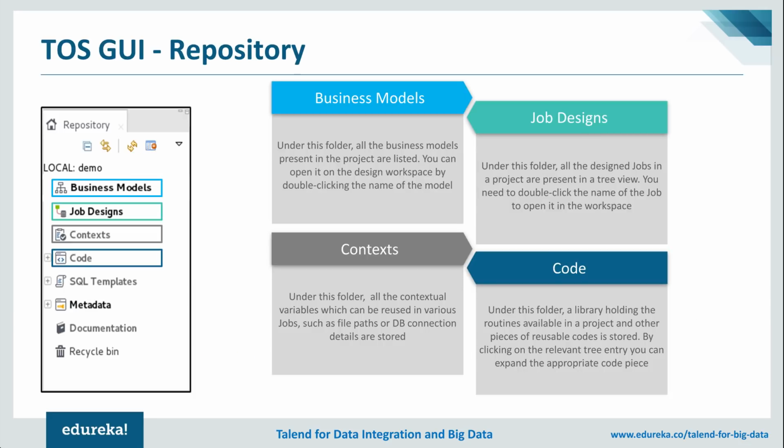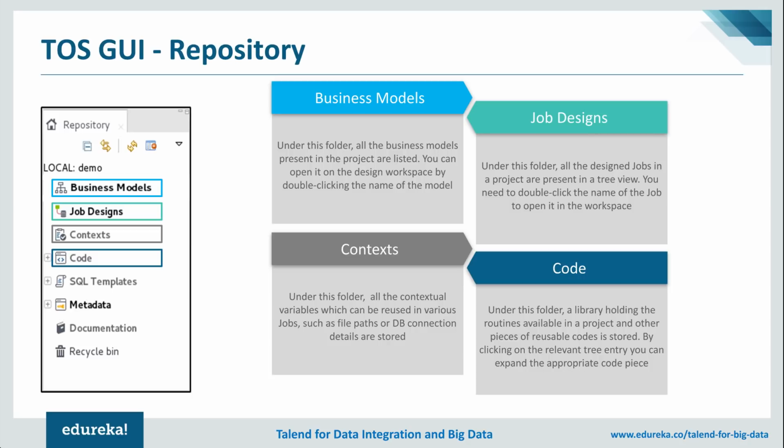The major components in the repository window start with business models. Under this folder, all the business models present in the project are listed. Like, you can create your ER model. That's where it is very useful. And then under job designs, you can design all your jobs. You can drag and drop your components and connect them.